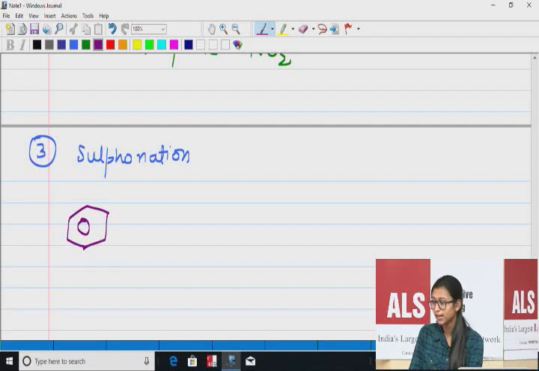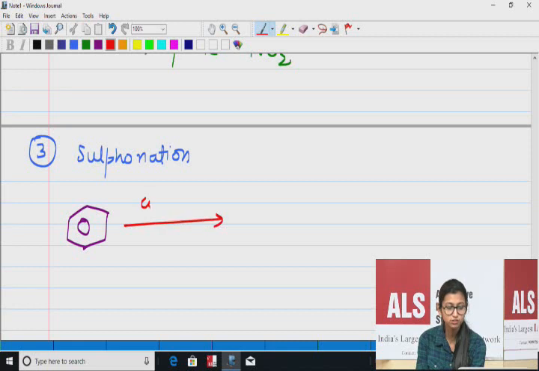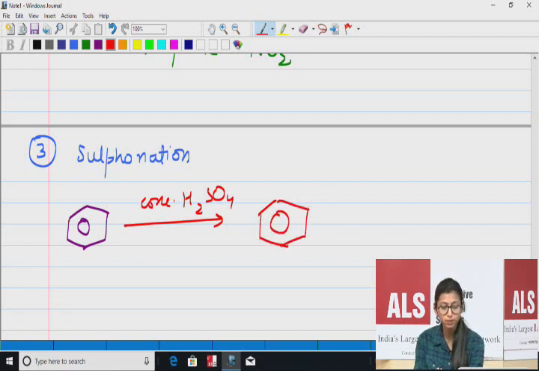So which group will be there? Obviously, we are talking about sulfonation. Have you ever heard about sulfonic acid? In this particular reaction, the reaction is only with concentrated H2SO4. So H2SO4 gives a sulfonic group here. So we get SO3H. This is the reaction.